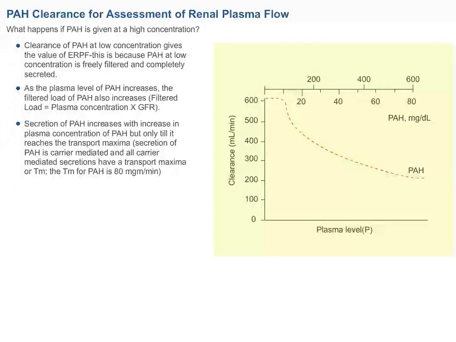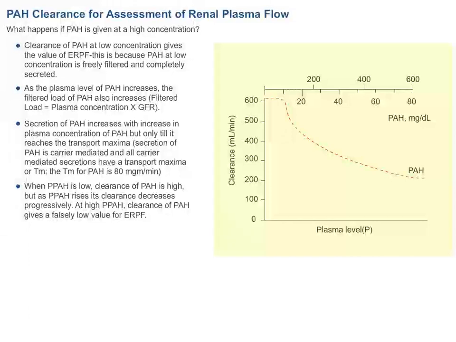maxima. Secretion of PAH is carrier-mediated, and all carrier-mediated secretions have a transport maxima, or Tm. The Tm for PAH is 80 mg per minute. When PPAH is low, clearance of PAH is high, but as PPAH rises, its clearance decreases progressively. At high PPAH, clearance of PAH gives a falsely low value for ERPF.